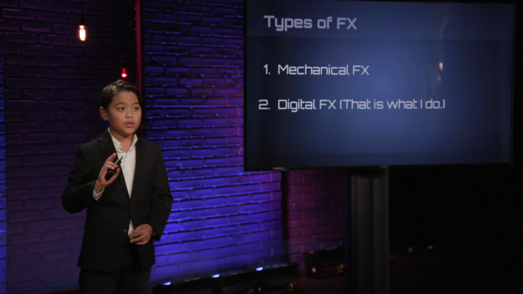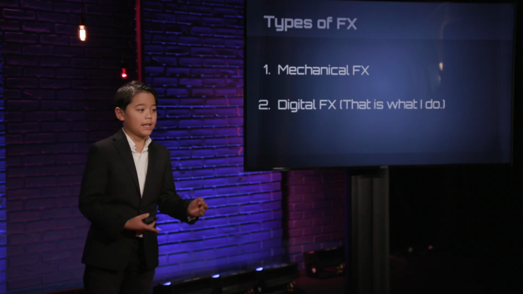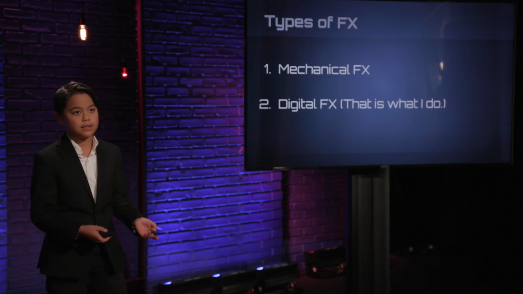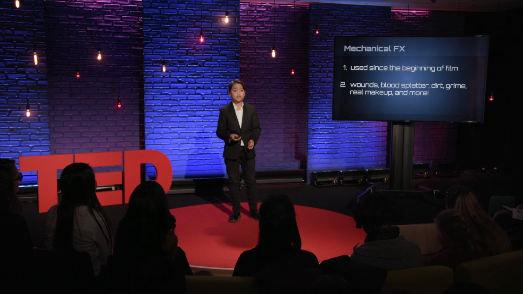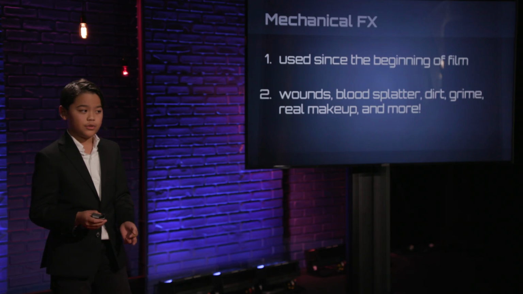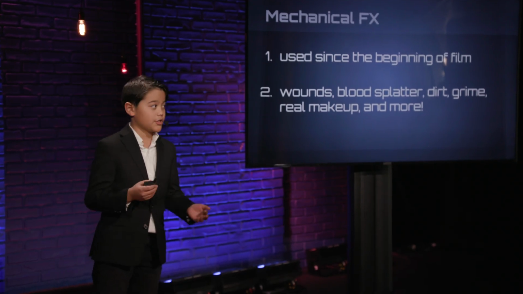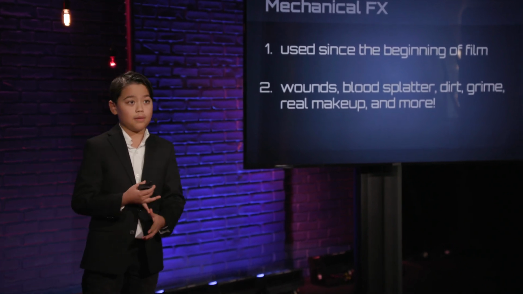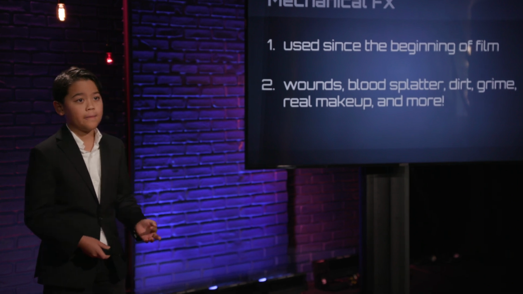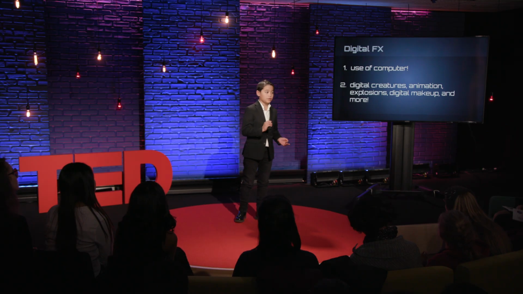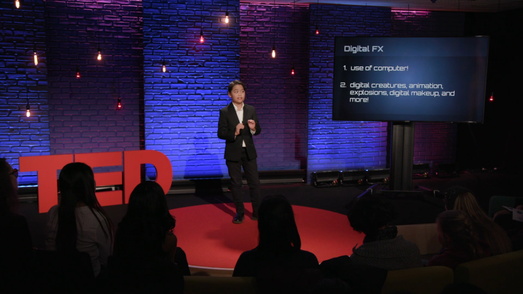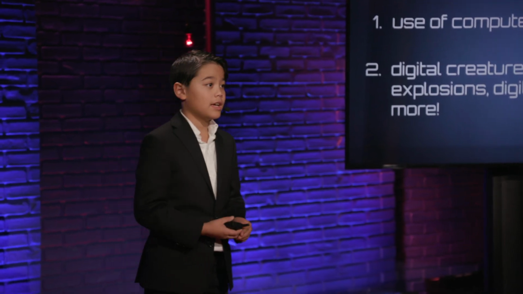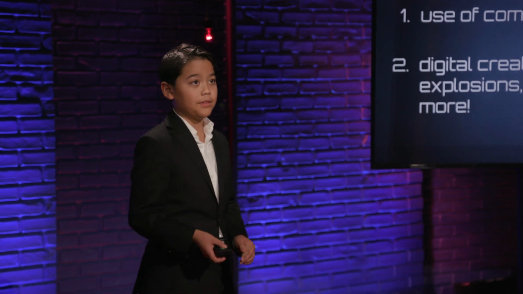There are two types of special effects: mechanical effects, or practical effects, and digital effects, or visual effects. Mechanical effects have been used since the beginning of film, like George Méliès's A Trip to the Moon with the use of miniature models. They create wounds, blood splatter, dirt, grime, real makeup, and even more. Digital effects use computers, like putting in the miniature Argonath in Lord of the Rings. They create digital creatures, animation, explosions, digital makeup, and even more than that.